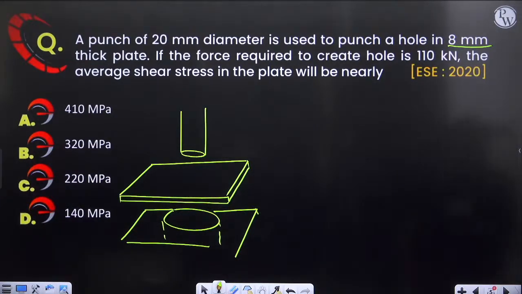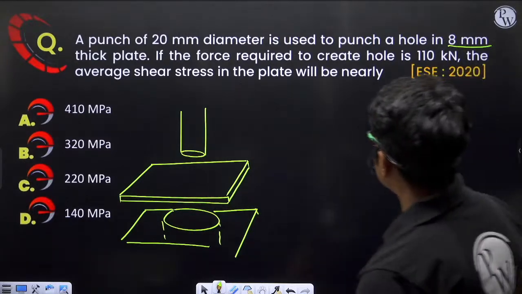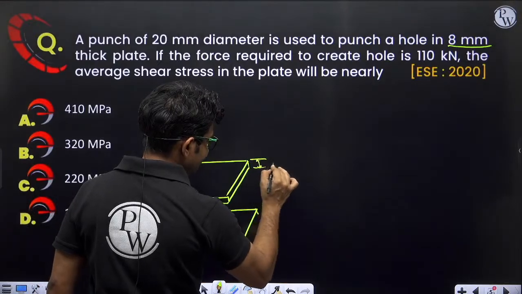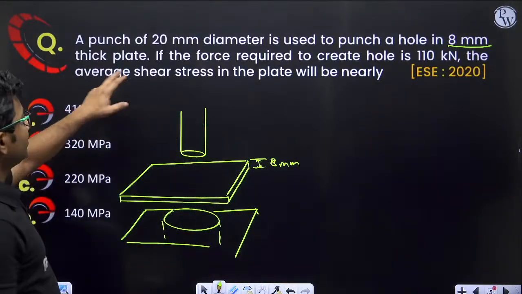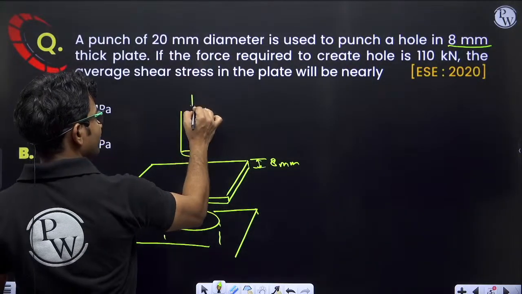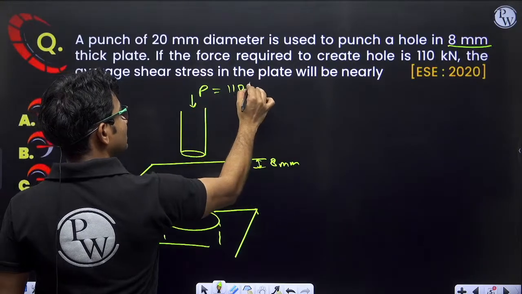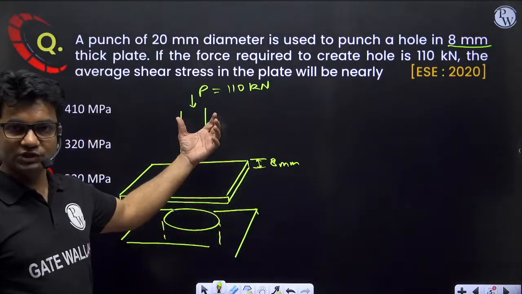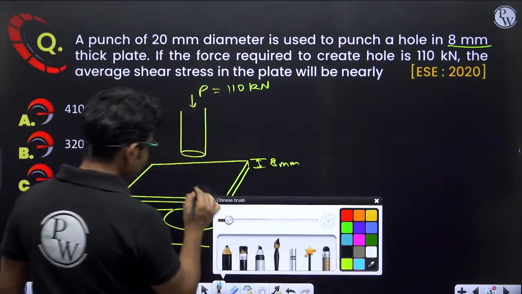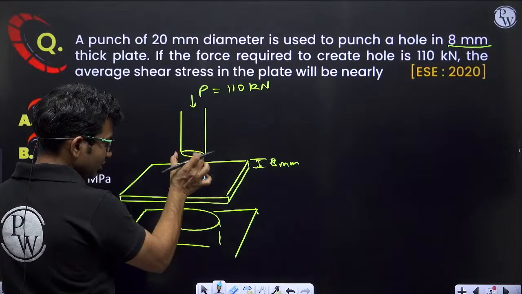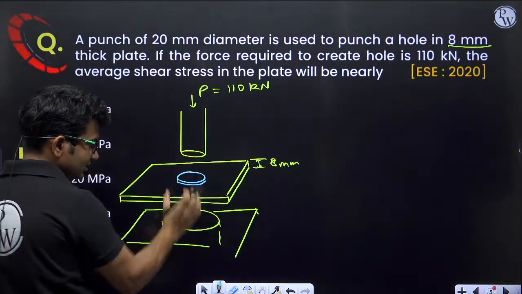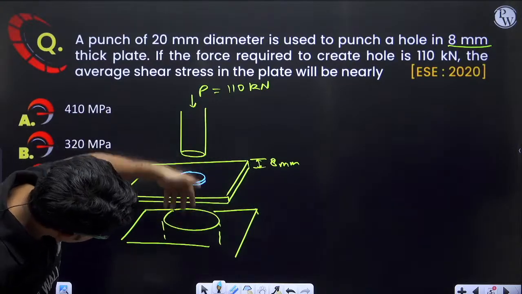So a punch of 20 mm diameter is used to punch a hole in an 8 mm thick plate. So this plate thickness is 8 mm. If the force required to create a hole is 110 kilonewton, here we have applied a force P, it is 110 kilonewton. This much force is required to create a hole in this plate. The hole in the plate will be created corresponding to the diameter of this punch. Whatever is the diameter, that much big hole is created, and that piece will slip out from here.